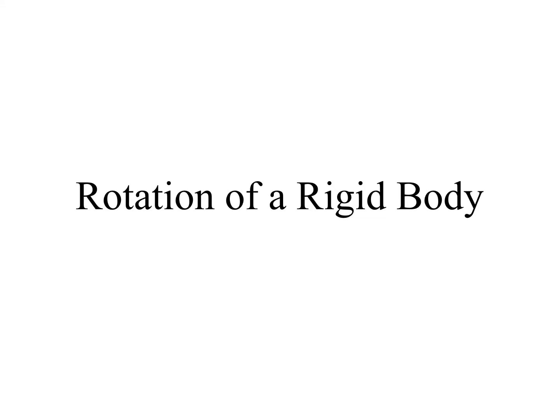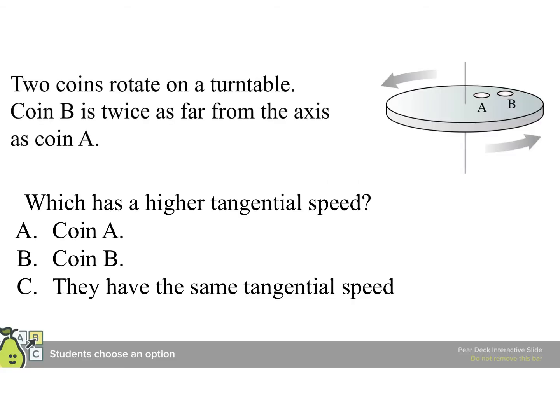Having talked about how to describe the rotation of any point, we're now going to talk about the rotation of a rigid body. Alright, two coins rotate on a turntable. Coin B is twice as far from the axis as coin A. Which one has the higher tangential speed? Meaning, if they were to suddenly fly off, which one would be flying faster?